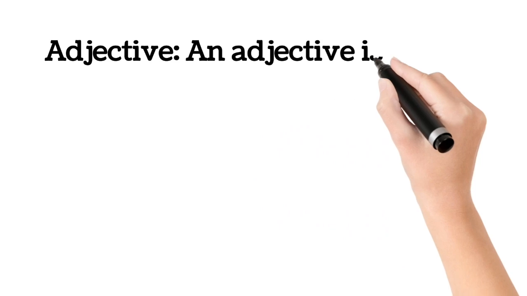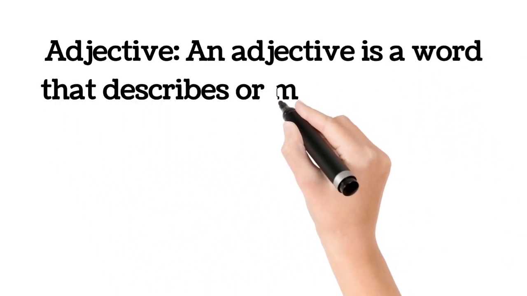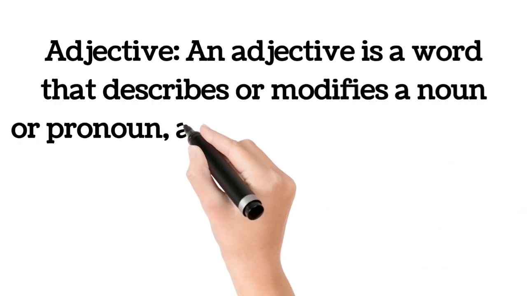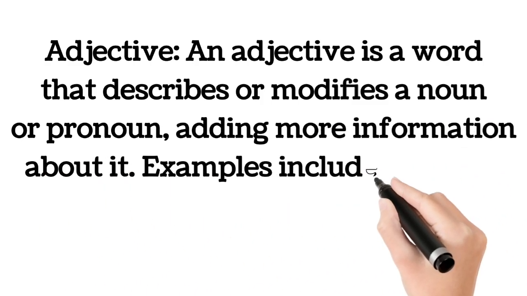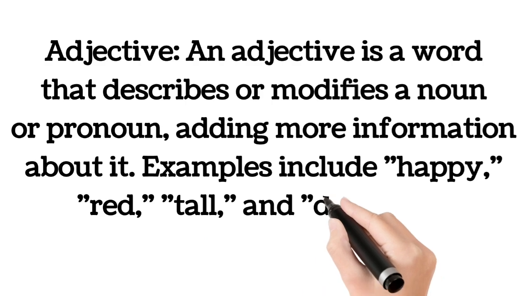Adjective. An adjective is a word that describes or modifies a noun or pronoun, adding more information about it. Examples include happy, red, tall, and delicious.